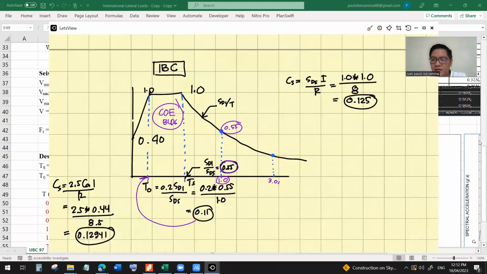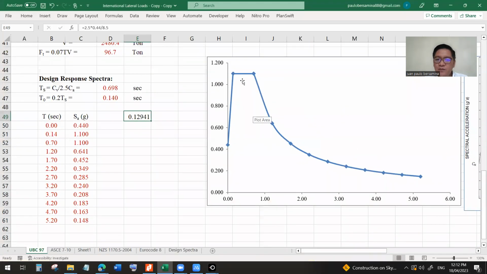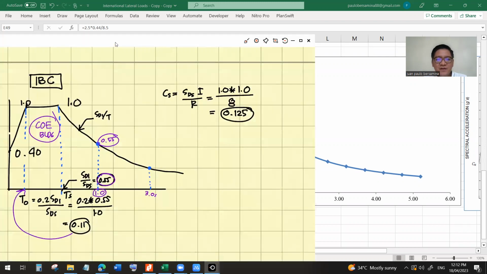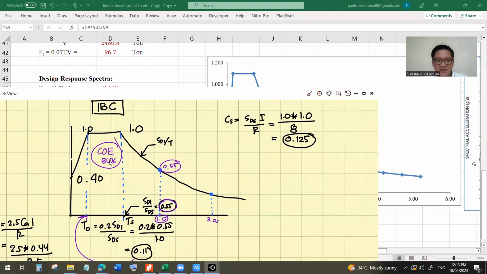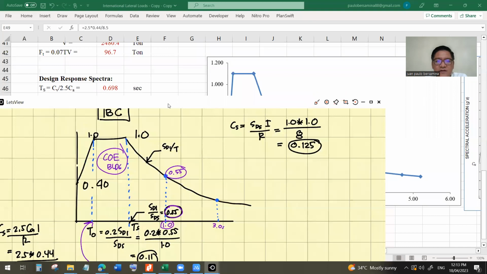Ayan, no? But with regards to the spectral acceleration, response spectra natin, no? Ito yung UBC, no? And you will see yung kanyang spectral acceleration peak umabot pa ng 1.1 G. While si IBC is just 1 G. Mas konti, mas maliit ng konti si IBC. Okay? Yan yung advantage of having a spectral acceleration map.